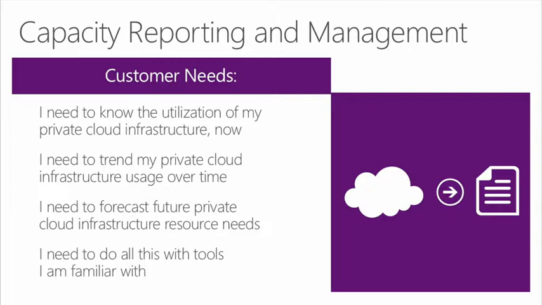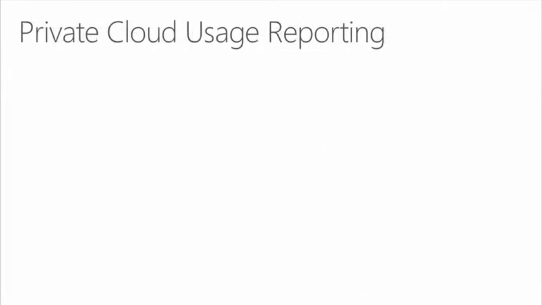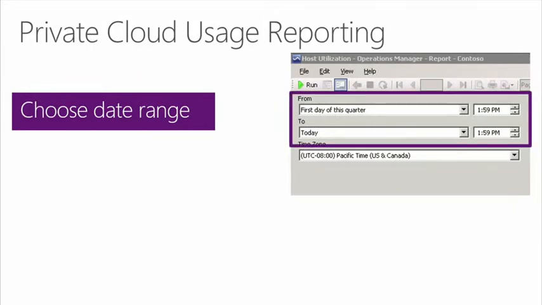And with capacity reporting, with our connections with Operations Manager, I can use a familiar tool to do this type of reporting. So with private cloud usage reporting, when I connect Operations Manager with Virtual Machine Manager, those two components of System Center, I can do this type of reporting. We push all that information into Operations Manager, and it can pull that information and report upon it for us through the reporting capabilities inside of the Operations Manager console.